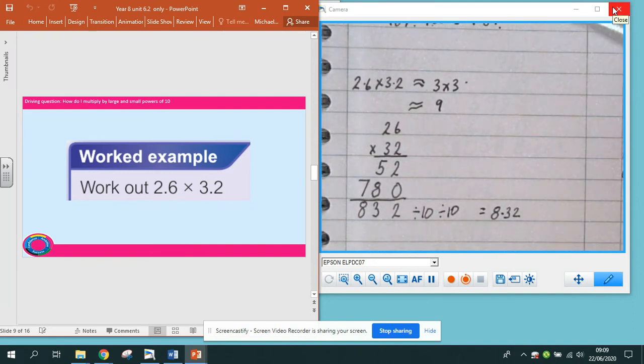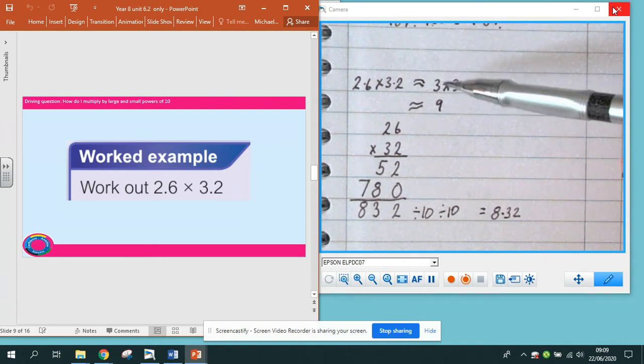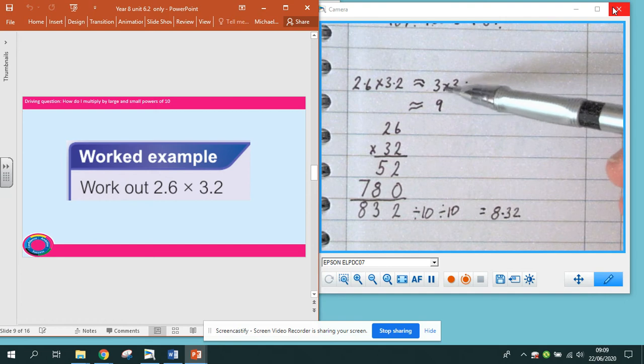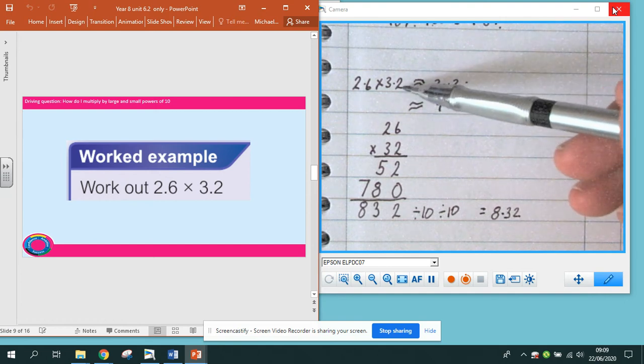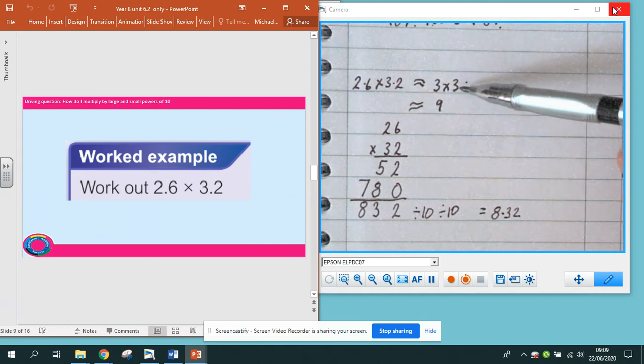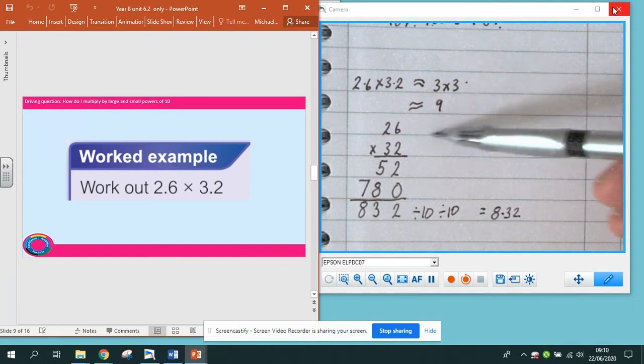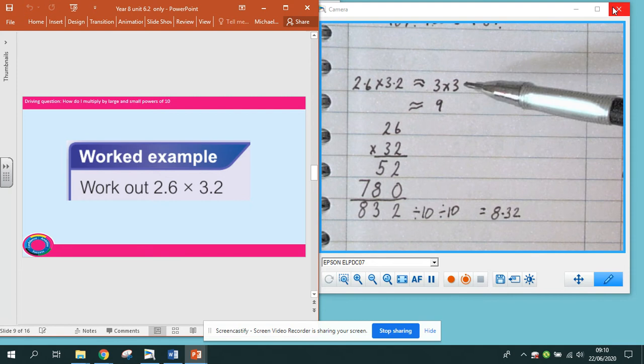So, the first thing that I'm going to do is perform an estimate. As we know, an estimate, you round the numbers to one significant figure, and then that will give me an answer. So 2.6 rounded to one significant figure is 3. 3.2 rounded to one significant figure is also 3. So 3 times 3 is 9. So I'm going to look for an answer of around about 9 to my question.